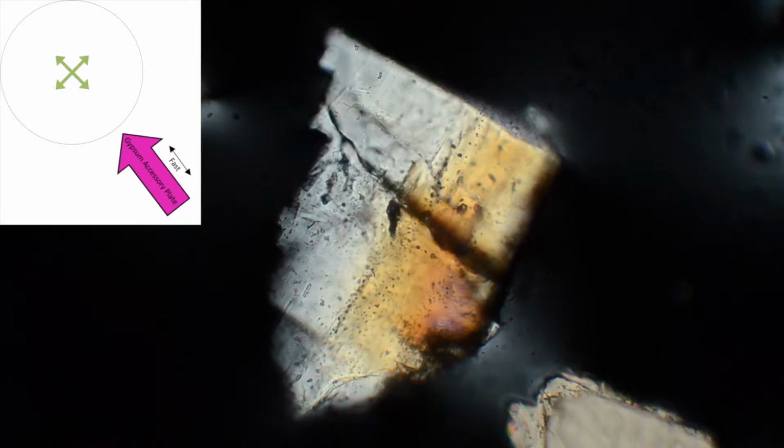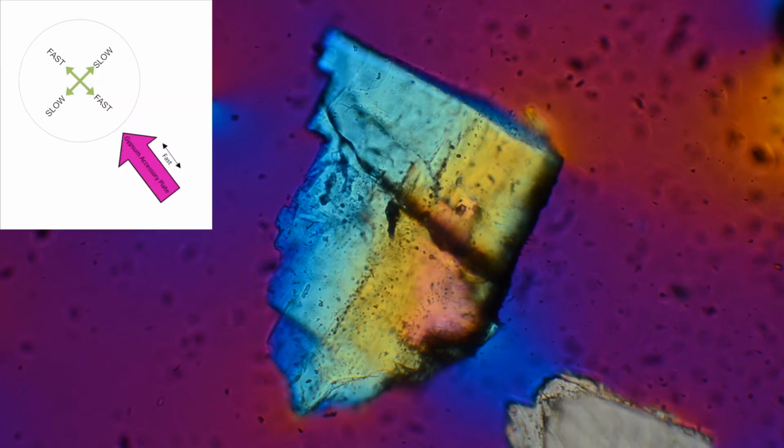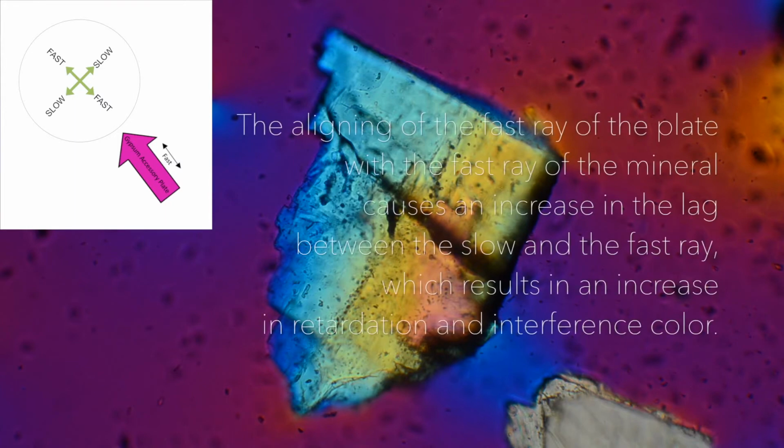In this position, we go from first-order interference colors in cross-polarized light to second-order interference colors with the insertion of the plate. This increase in interference color is due to the fast ray of our mineral aligning with the fast ray of the gypsum accessory plate. The aligning of the fast ray of the plate with the fast ray of the mineral causes an increase in the lag between the slow and the fast ray, which results in an increase in retardation and interference color.